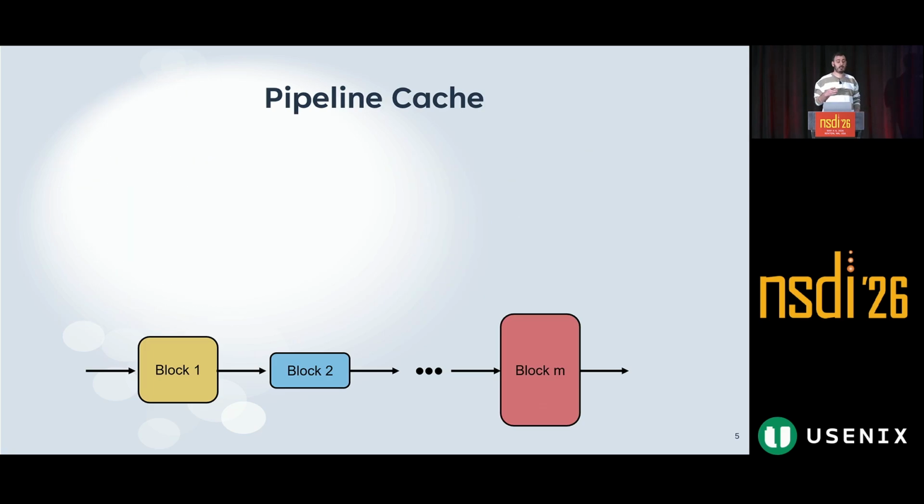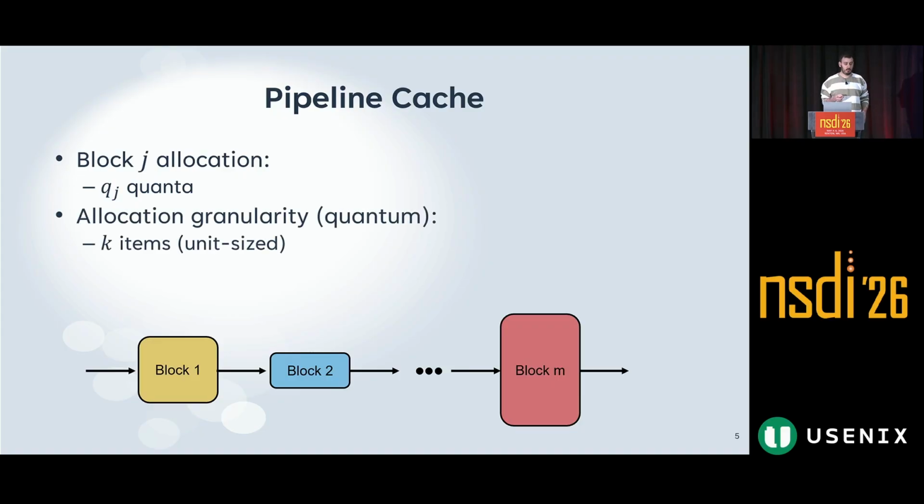So let's understand what the pipeline cache itself is. The pipeline cache is composed of several blocks. Each block is performing according to its unique eviction policy. The block order is predefined by the user. Each block is allocated a number of quanta. Each quantum is composed of k items, which are unit-sized in our model. And the total cache size is the sum of the allocations of all the blocks.